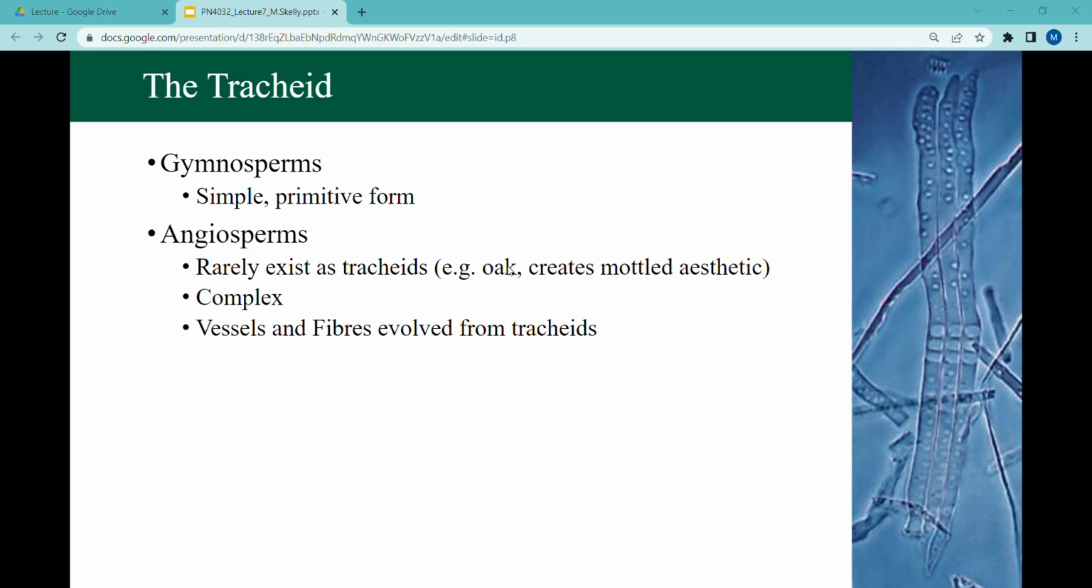So the tracheids. In gymnosperms, they're very simple, primitive forms. In angiosperms, we rarely see tracheids, but they do exist within the tree. They're a more complex kind of structure, and then vessels and fibers evolve from the tracheids within the tree. So you would very rarely see the tracheids because they're constantly being developed and turned and used again for vessels, and to be used for fibers to give the strength and structure of the tree, or to transport the materials within the angiosperm itself.